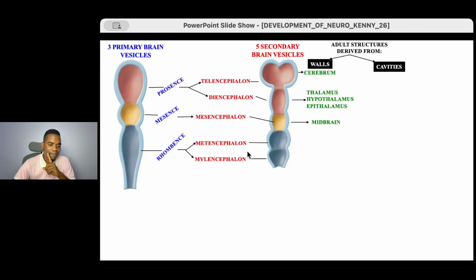Take care here, because the metencephalon will give rise to the pons and cerebellum, not the medulla. The wall of the metencephalon gives rise to the pons and cerebellum. On the other hand, the myelencephalon, which is continuous with the spinal cord, will give rise to the medulla oblongata. But these are just walls, as I've told you.